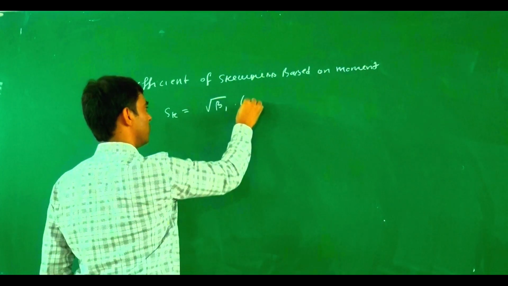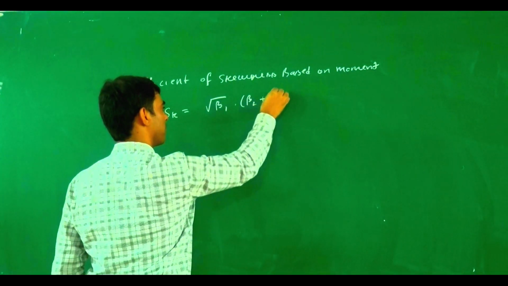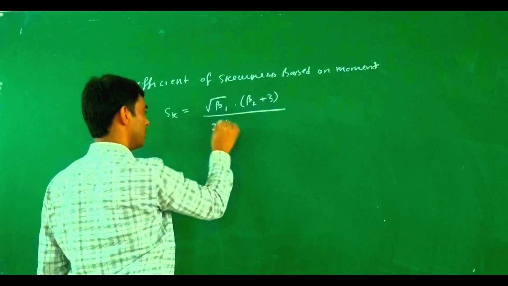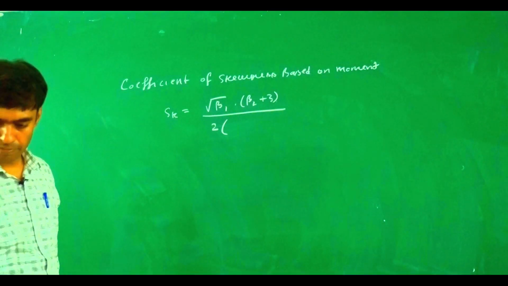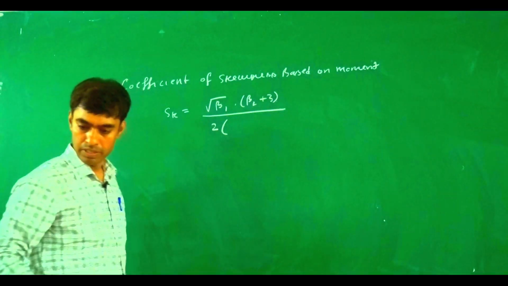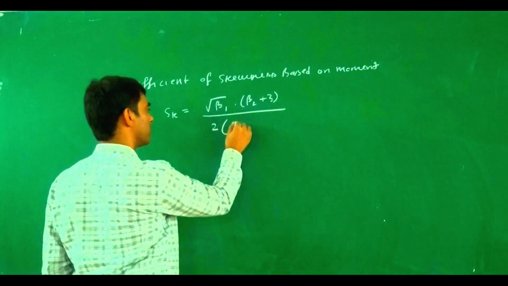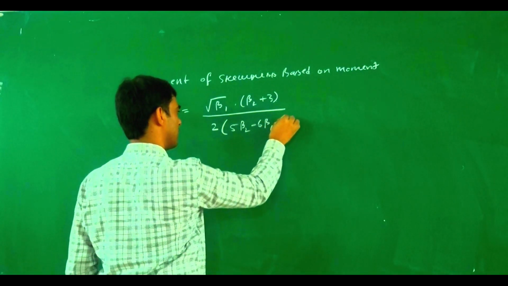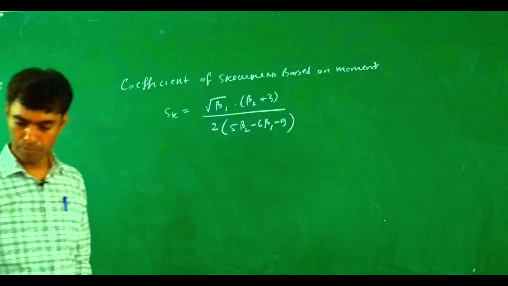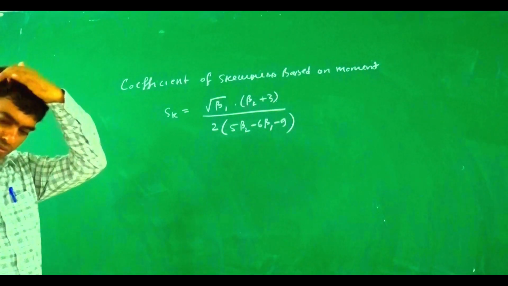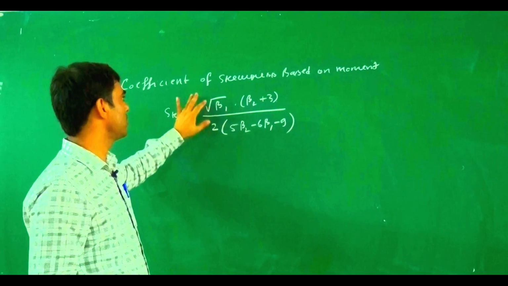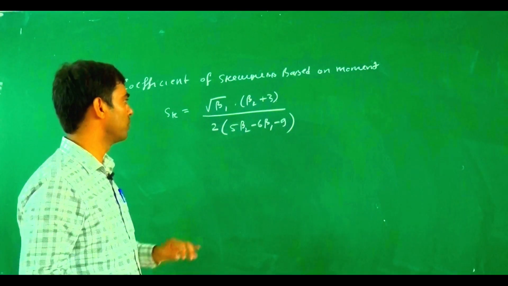into beta 2 plus 3 divided by 2 times of 5 beta 2 minus 6 beta 1 minus 9. Once we verify this one, 5 beta 2 minus 6 beta 1 minus 9. So now this one is a what? This one is a coefficient of skewness based on a moment.